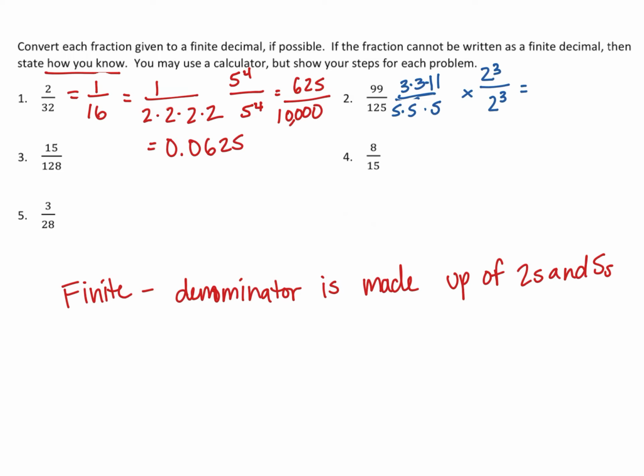So if we do 99, or 3 times 3 times 11, times 3 sets of 2's, we should end up with 792. And since we have 3 sets of each, that means we have 3 sets of 10. And as a decimal, this would be 0.792.